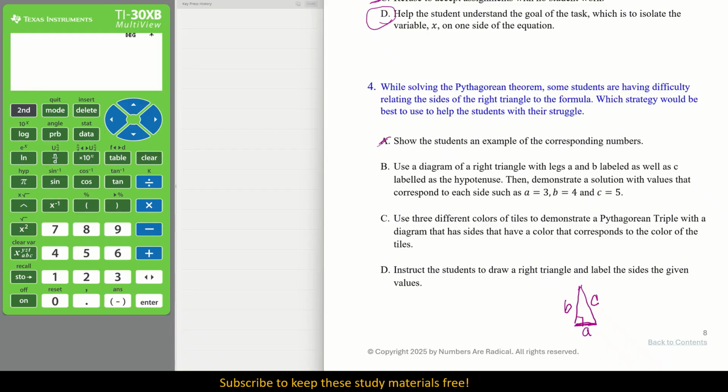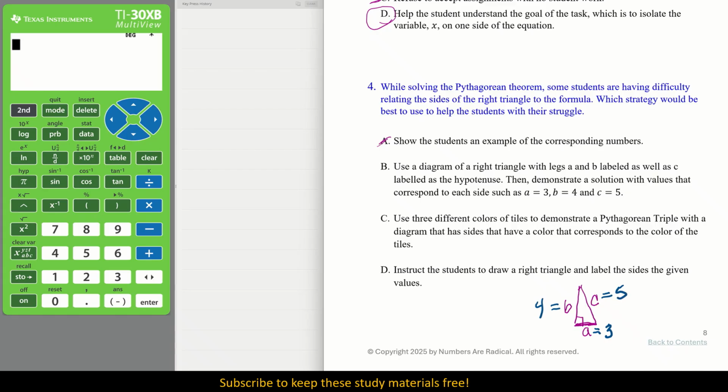Use a diagram with a right triangle with legs A and B labeled as well as C labeled as the hypotenuse. Okay, I have that. Then demonstrate a solution with the values that correspond with each side, such as 3, 4, 5. So we were on the right track, or rather, my brain went straight to it because it's just something that I would always do. So we have 3, 4, 5.